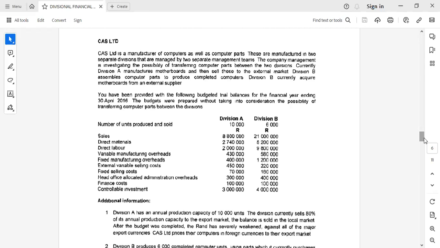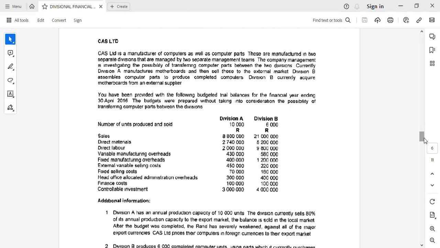Division B currently acquires motherboards from an external supplier. Right, so we have Division A that is manufacturing motherboards, and they've got their own customers, whereas Division B needs the motherboards, and they have their own suppliers. Right. Then we have been provided with the following budgeted trial balances for the financial year ended 30 April 2016.